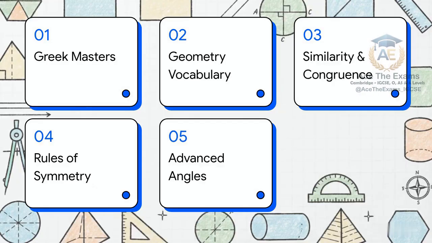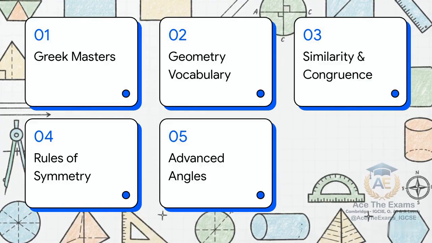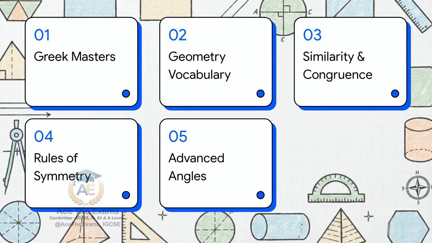Okay, here is our structured learning path for today's explainer. We've broken it down into 5 key stages. First up, we'll start with a little context in Section 1, the Greek Masters of Math. Then we'll move straight into the practical stuff with Section 2, building blocks, focusing on your essential geometry vocabulary. From there, we tackle Section 3, similarity and congruence, a huge area for examiners. Then we'll map out Section 4, the rules of symmetry, and finally, we will conquer the boss level in Section 5, advanced angle properties. This is the exact sequence you need to build a rock-solid foundation.